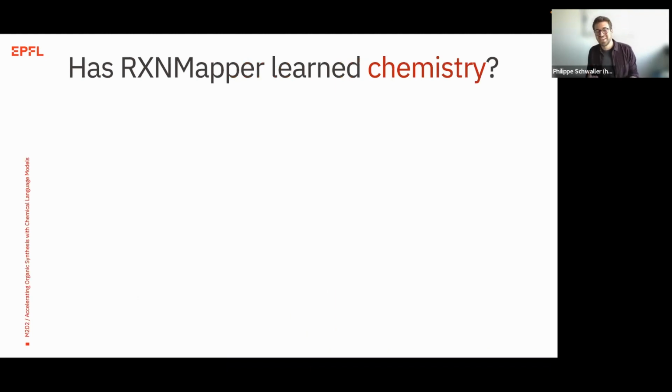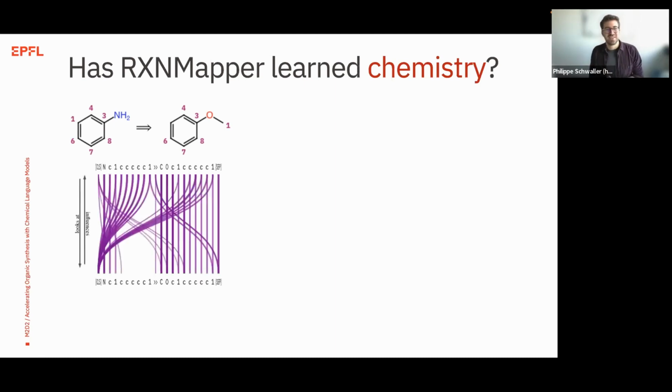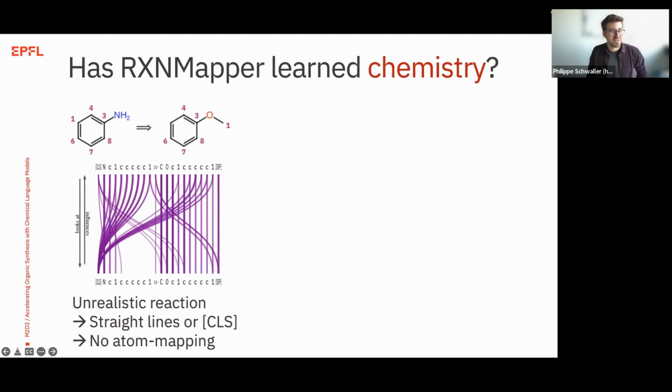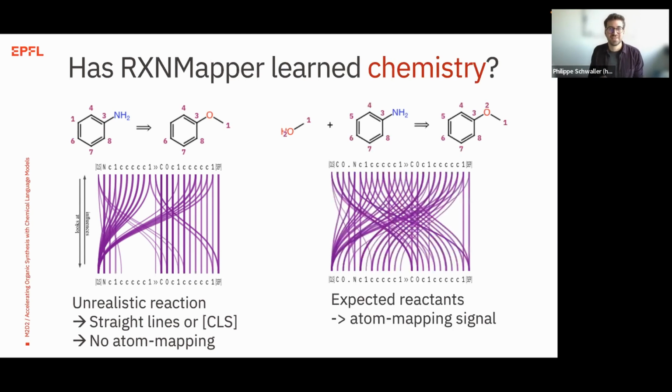So maybe, has RXNMapper learned some chemistry? And this here is an example we got at some point from a user that was telling us, look at that. It doesn't even map the benzene ring here, this ring here, to the benzene ring on the other side. What is happening? And we were puzzled a bit ourselves, and we looked at the attention patterns. And if you see here, you have mostly just straight lines, and either straight lines or it's going to this class token. But it's an unrealistic reaction. There's something missing. So we added the reactant that was missing. And as soon as we added that, we got back those nice atom mapping patterns.